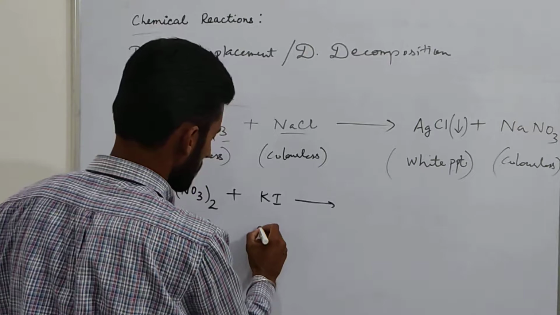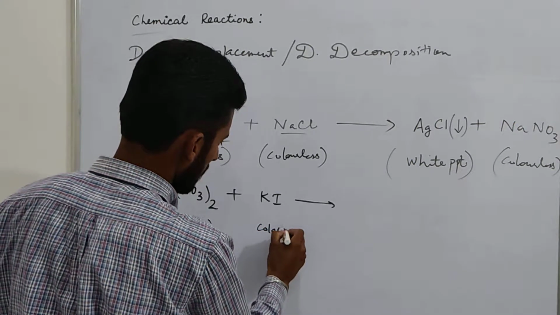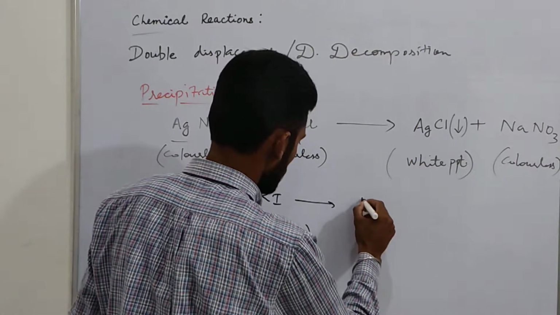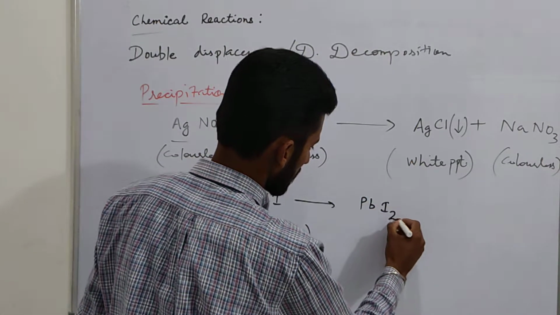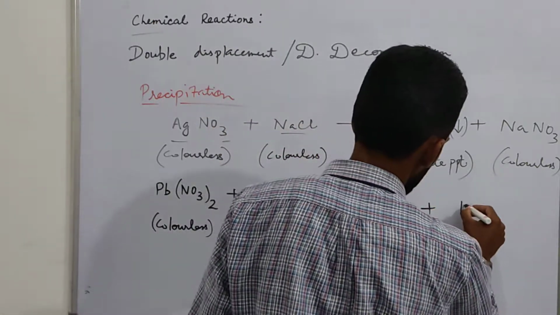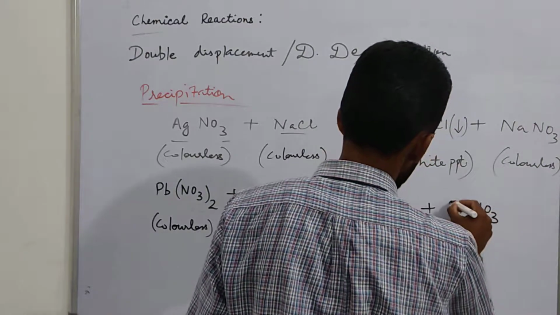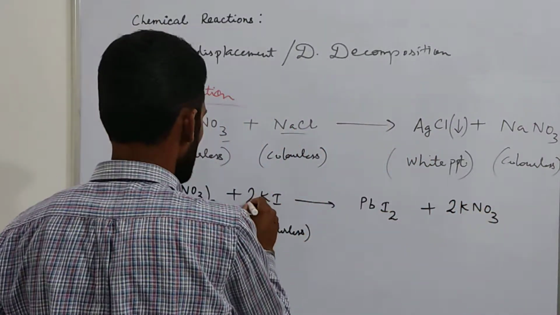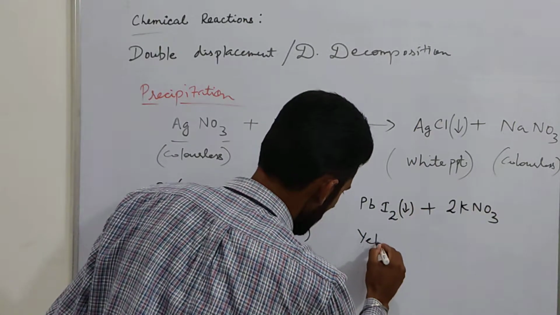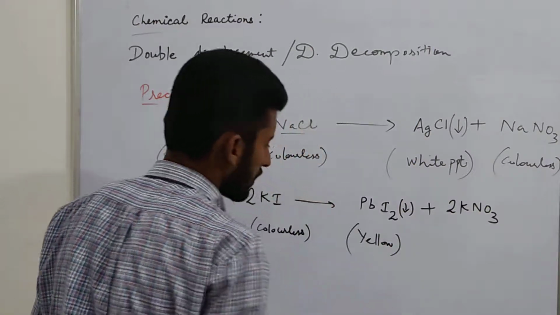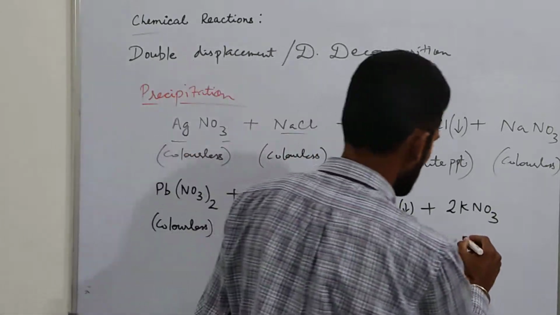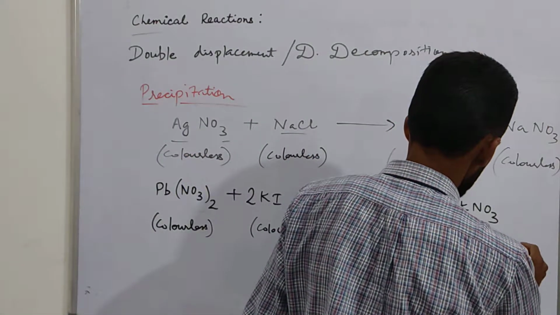This one is also colorless. So on mixing there is formation of lead iodide, along with formation of potassium nitrate solution. The lead iodide is in the form of precipitate. The arrow which I am showing in the downward direction refers to the precipitate which settles at the bottom, and this one is again a colorless solution.